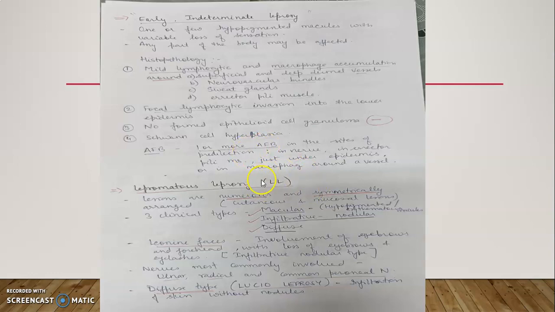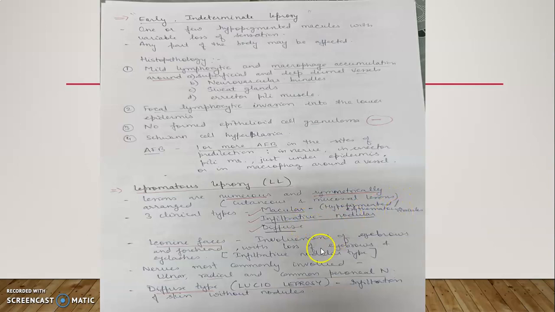Then LL or lepromatous leprosy. The lesions are numerous in LL and they are symmetrically arranged. Lesions may be cutaneous or mucosal. Lepromatous leprosy is divided into 3 clinical types: macular type, infiltrative nodular and diffuse type. In macular type, the patient presents with hypopigmented or erythematous macules.